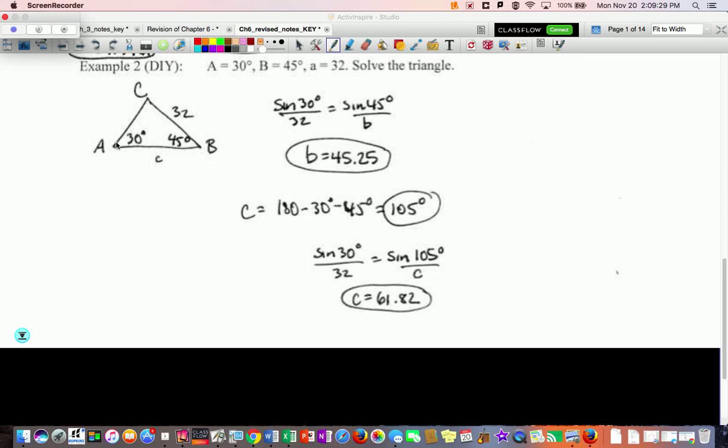Okay, so this is the way I drew it, A, B, C, and here are your answers. B should be 45.25. The missing angle would be 105, and 61.82 for the side c.